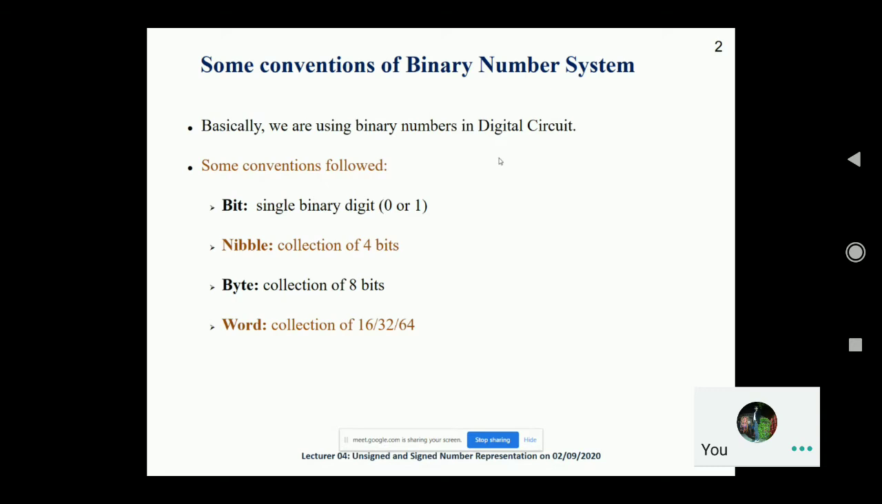And the word is not fixed. It depends on the content. Based on that, sometimes it is 16 bits, sometimes 32 bits, sometimes 64 bits. So it depends upon the content of that particular word. This is the general convention which we use in the binary number system.